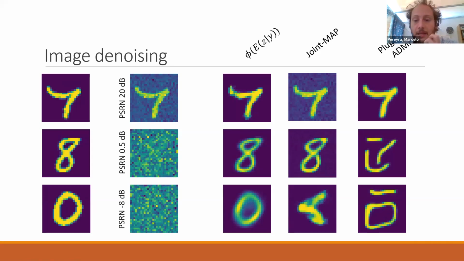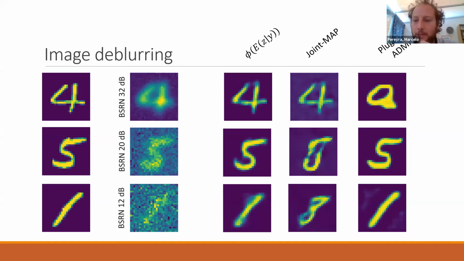We observe the same thing in deblurring. So this is quite aggressive deblurring. The blur has size more or less 5 by 5 or 6 by 6. And the image is 28 by 28. So it's a big blur. And there's quite a lot of noise. And again, we see that our method is fairly robust to this problem that is very poorly posed, and that the other methods break a bit earlier. They're still performing very well. Joint MAP performs very well, but it can't handle noise conditions that are as aggressive as we can.